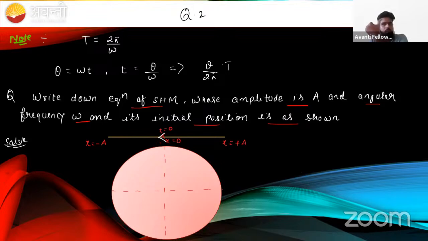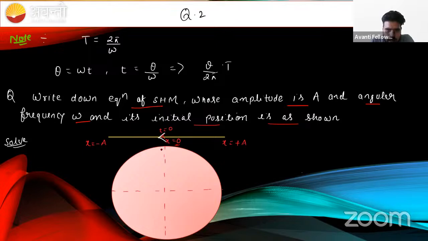The particle is moving in the leftward direction at t equal to 0, and the position of the particle is x equal to 0. Then we have to write down the equation. How can we write down the equation? How can we initiate this problem? We just draw a circle so that we can form a uniform circular motion.